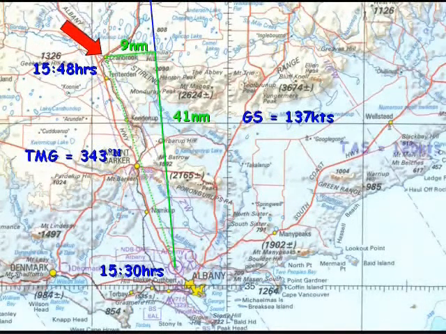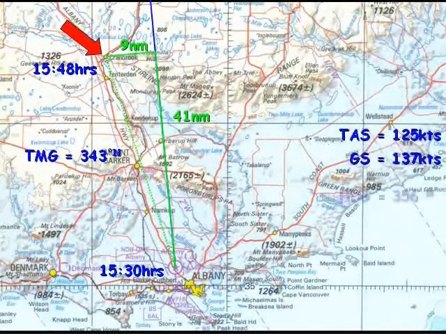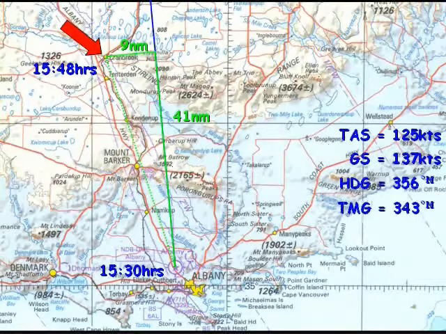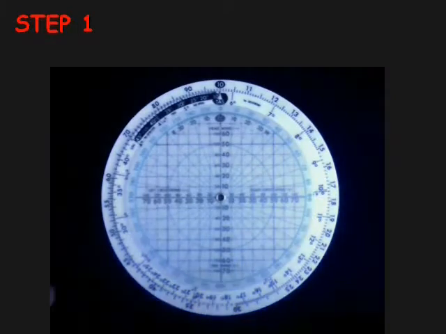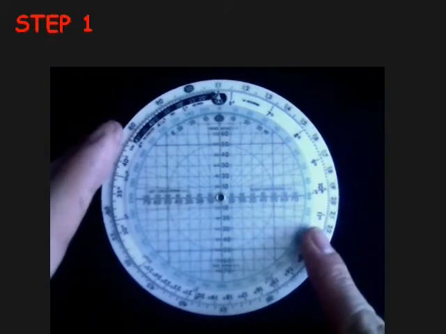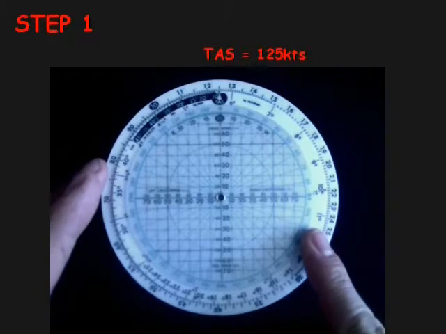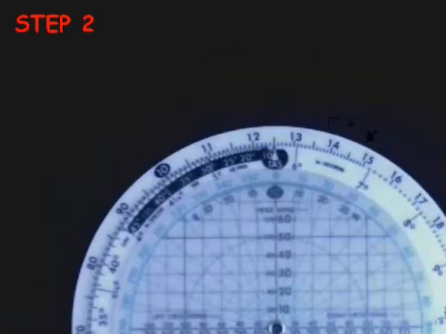So now we have our true airspeed, ground speed, heading, and track made good, we can calculate actual winds. Step 1. Set the TAS marker on our true airspeed of 125 knots. Step 2. Refer to the black strip left of the TAS marker to calculate our effective true airspeed.